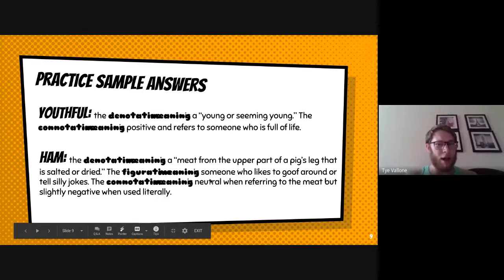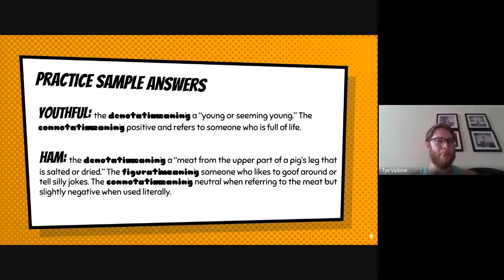And the connotative meaning would be neutral when referring to the meat, but slightly negative when used figuratively. Okay, so what that means is that if we're using ham in the literal sense, like, oh, it's the meat from a pig's leg, there's really no positive or negative connotation there. We're just telling you what it is. But when I say, oh, this guy's a ham, maybe that's a little bit of a negative connotation, because we're saying, oh, he jokes around maybe a little too much.